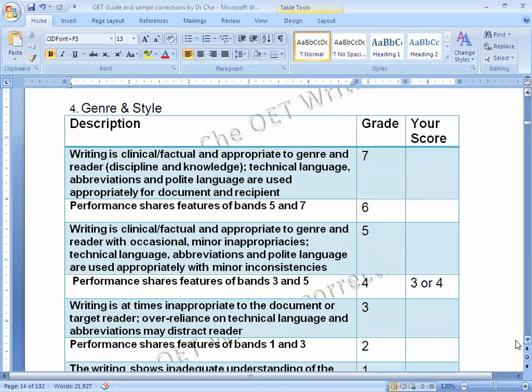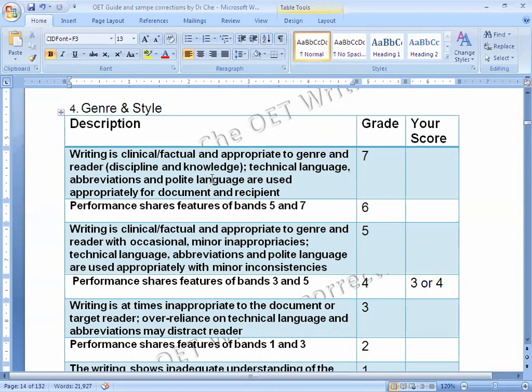Next is genre and style. Does anybody know the meaning of these words? What is genre and style? What do you understand by these? Any of you? Genre and style should be the same. Yes, there should be formal words. No symbols. No abbreviation.